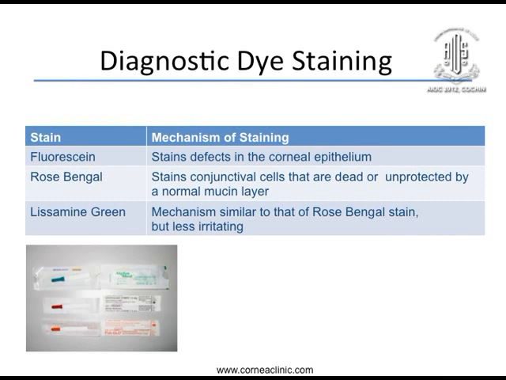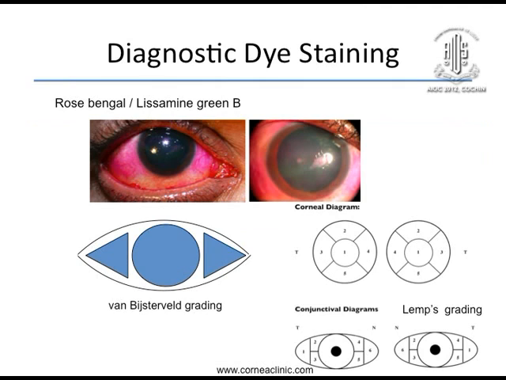Diagnostic dye staining is also important. You can use fluorescein and rose bengal or fluorescein and lissamine green. Fluorescein stains the defects in the corneal epithelium. Rose bengal and lissamine green basically stain cells which are devoid of mucin and devitalized cells. For rose bengal staining, the common pattern that we use is called the Van Bijsterveld scoring, where the nasal and temporal bulbar conjunctiva are graded from 0 to 3, and the corneal surface the same.